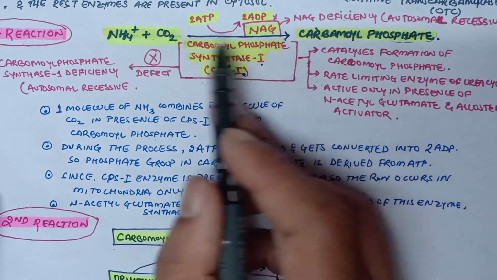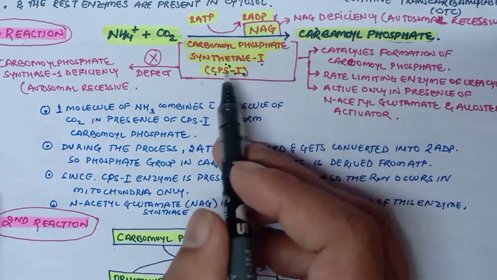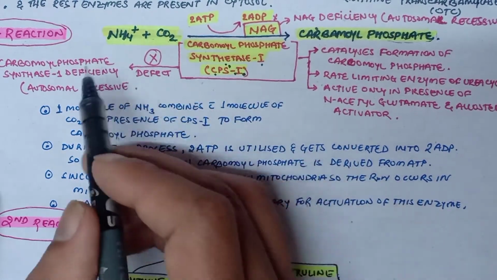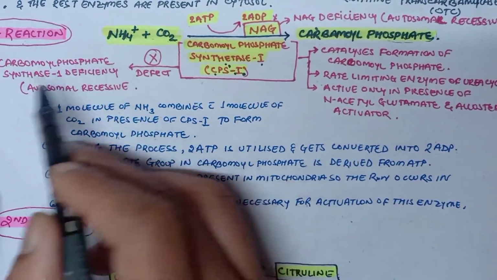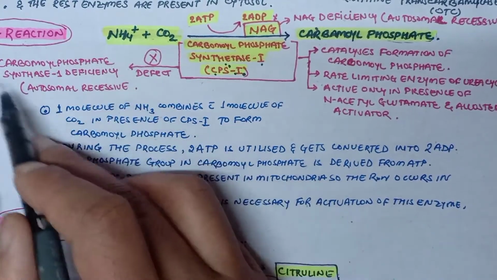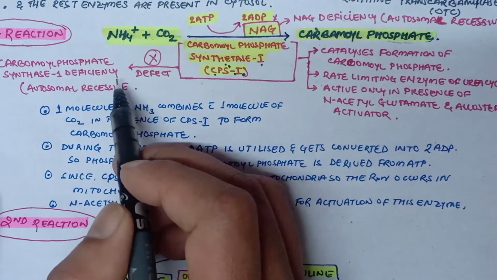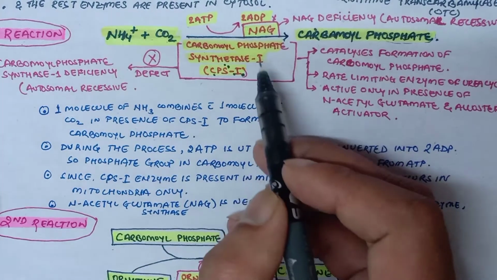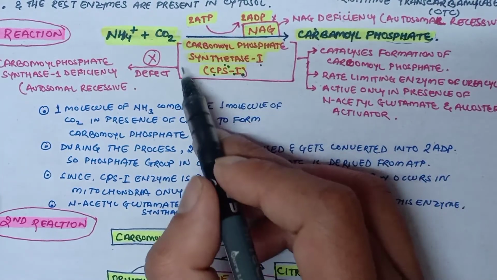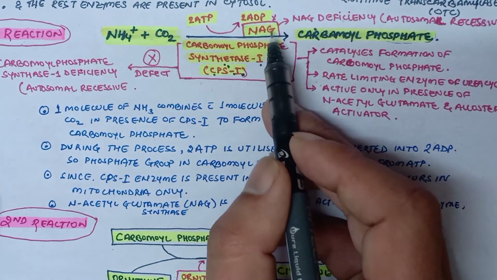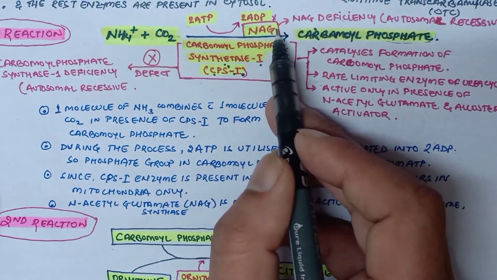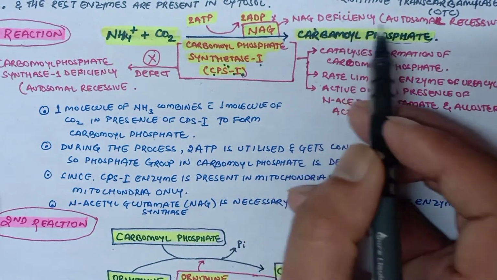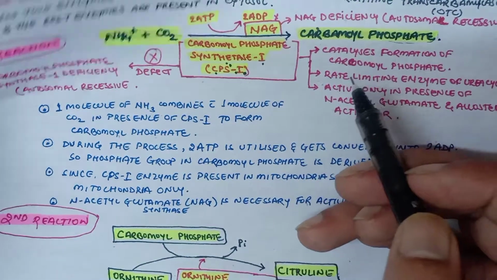So what happens when there is a defect in this enzyme? When there is a defect in carbamoyl phosphate synthetase type 1, then it will lead to a deficiency known as carbamoyl phosphate synthetase type 1 deficiency, and this deficiency is an autosomal recessive disorder. And because N-acetyl glutamate is of utmost importance in the activation of carbamoyl phosphate synthetase type 1, a defect of N-acetyl glutamate will result in the deficiency known as N-acetyl glutamate deficiency, which is autosomal recessive. Now coming to step 2 of this reaction.